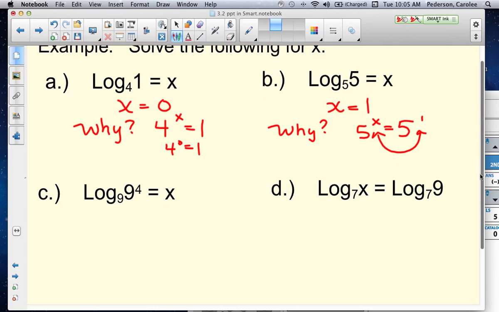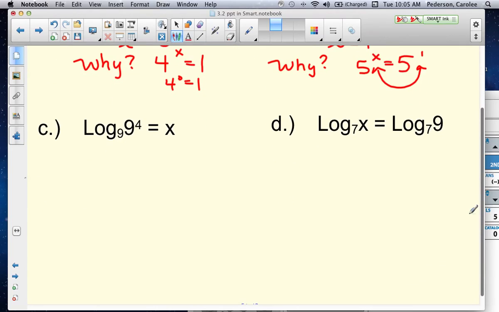Okay, let's get on to question C. Logarithm base 9 of 9 to the 4th power equals x. What I remember is, if I have a logarithm of base 9 and an exponential of base 9, they cancel each other out, the inverse property. So you're just left with whatever that exponent is.